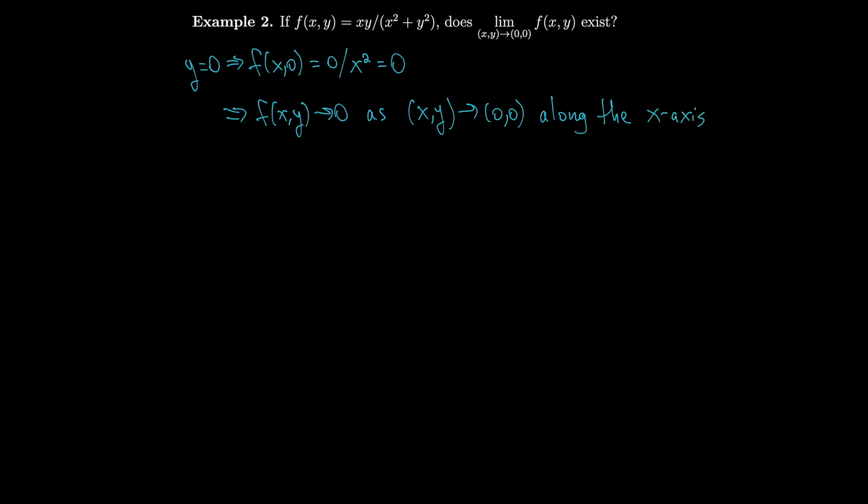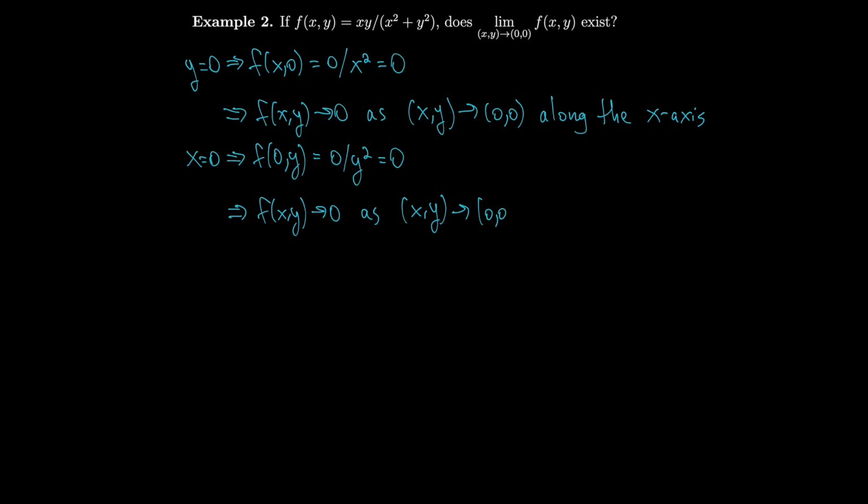Okay, let's check the y-axis now. So we have x equals 0 again, and we look at f of (0, y). That's just 0 over y squared, which is 0. Well, now these guys actually match. We have f(x, y) approaches 0 as (x, y) approaches the origin along the y-axis. So maybe this time our limit is actually 0.